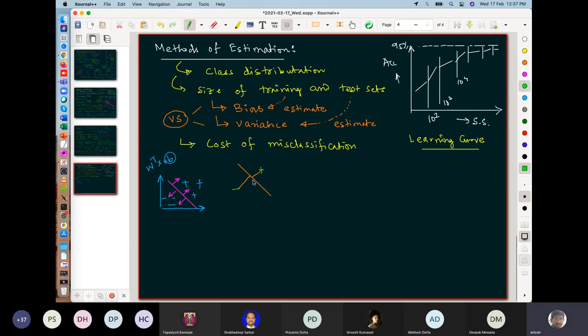Now, if in the actual case the data are not like that, the data are like this, then this is your bias. The actual line should be like this. So this is the bias you have made because the training data is thin, the size of the training data is small. Intuitively, this is what we mean by bias.